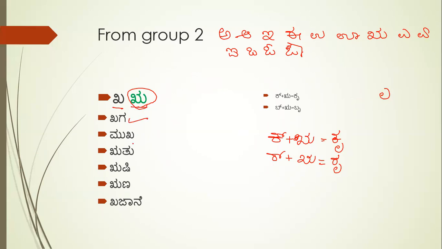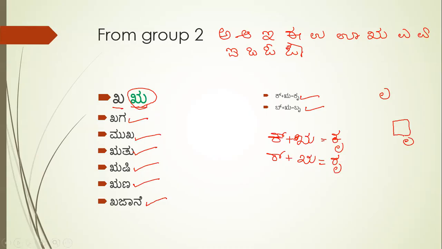The words are khaga, mukha, rutu, rushi, runa, khajani. I have written two combinations here: kha plus ru, kru, ba plus ru, bru. Any consonant when you mix with ru, it should be like this. That's it. Okay, group 2 is over. So this is our last group.